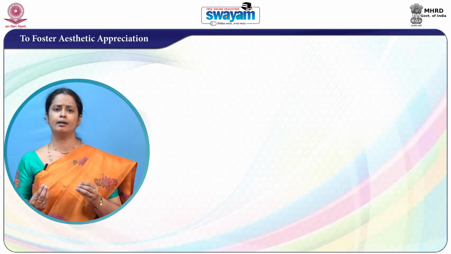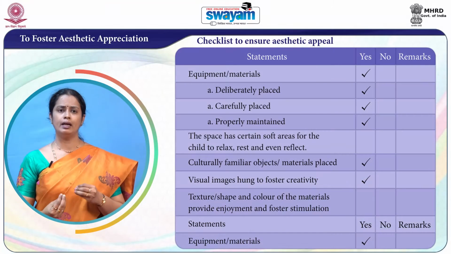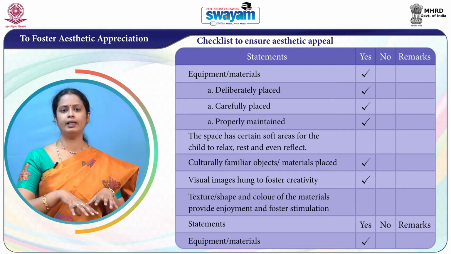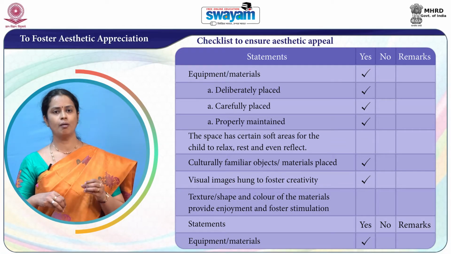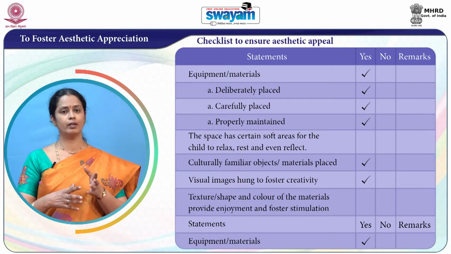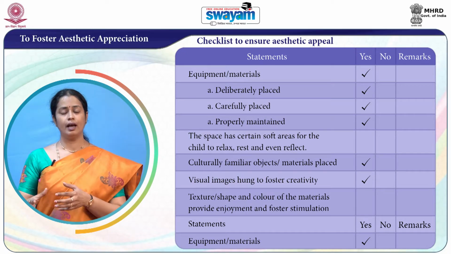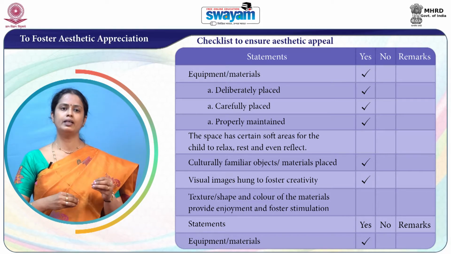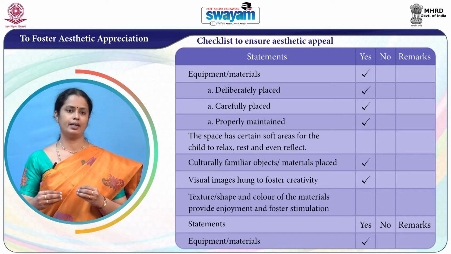Some of the statements in the checklist would be whether the equipment or materials are deliberately placed, carefully placed, properly maintained, whether the space has certain soft areas for the child to relax, rest and even reflect, and whether the materials depict culturally familiar objects, etc.